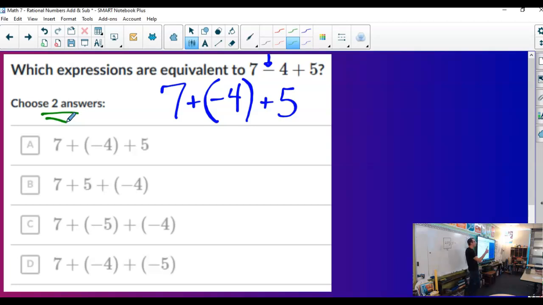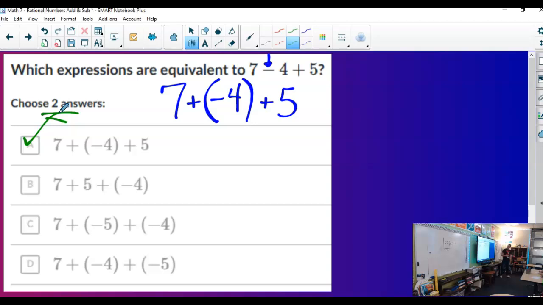Caroline, can you tell me one? Don't give me both. One that shows our commutative property. A, because 7 is still positive, 4 is negative. And wait, that one didn't even move any numbers around. It just kind of switched it to our plus negative. So that one's right, but didn't really do the commutative property.